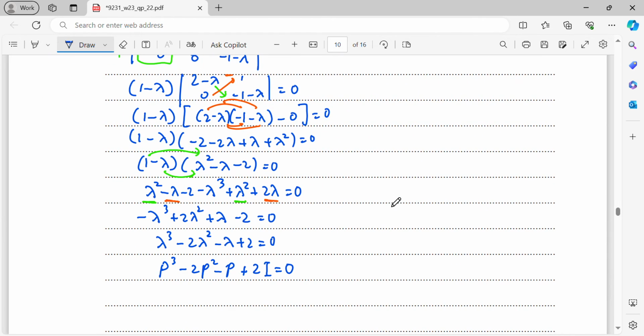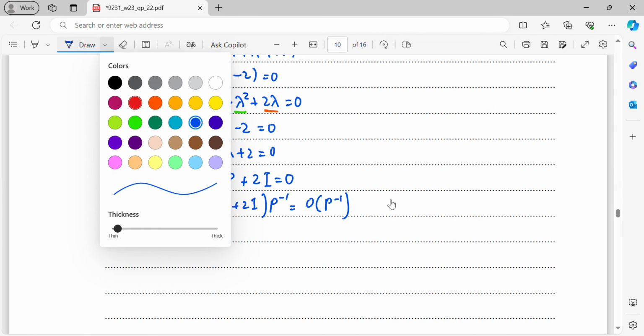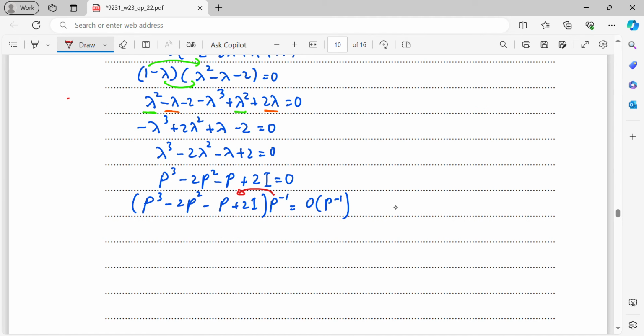So the easiest way to get P inverse is to multiply this whole equation by P inverse. So P cubed minus 2P squared minus P plus 2I, multiplied with P inverse, equals the zero matrix times P inverse. So P cubed times P inverse will be P squared. Then minus 2P, minus P times P inverse is basically I, the identity matrix, plus 2I P inverse is 2P inverse. Then the right side is 0.